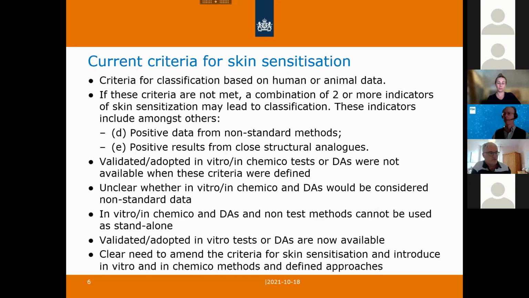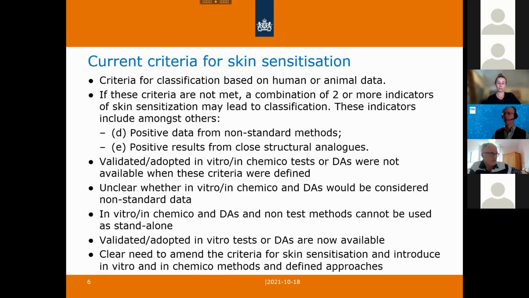So what is the work we have to do when we look at skin sensitization? Now we have criteria for classification based on human or animal data. And if those criteria are not met, then the remaining option is a combination of 2 more indicators of skin sensitization. And among those indicators is number D, positive data from non-standard methods, and E, positive results from close structural analogs.